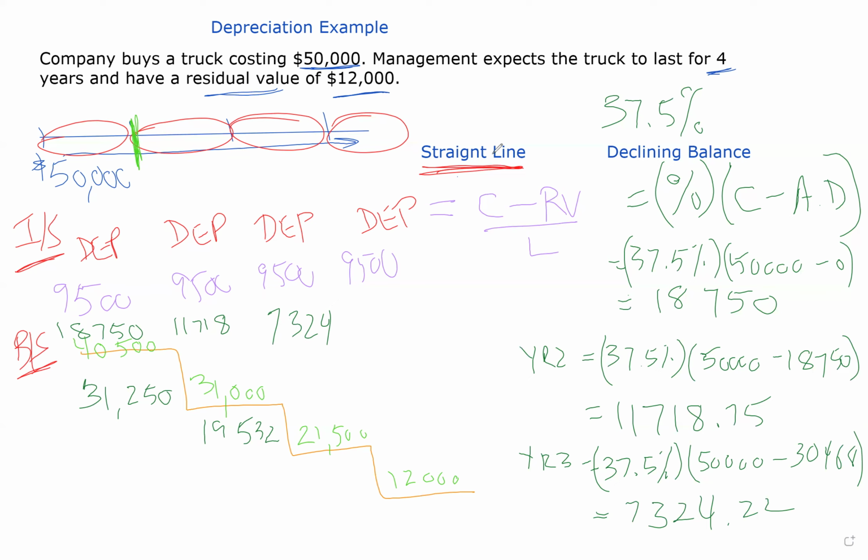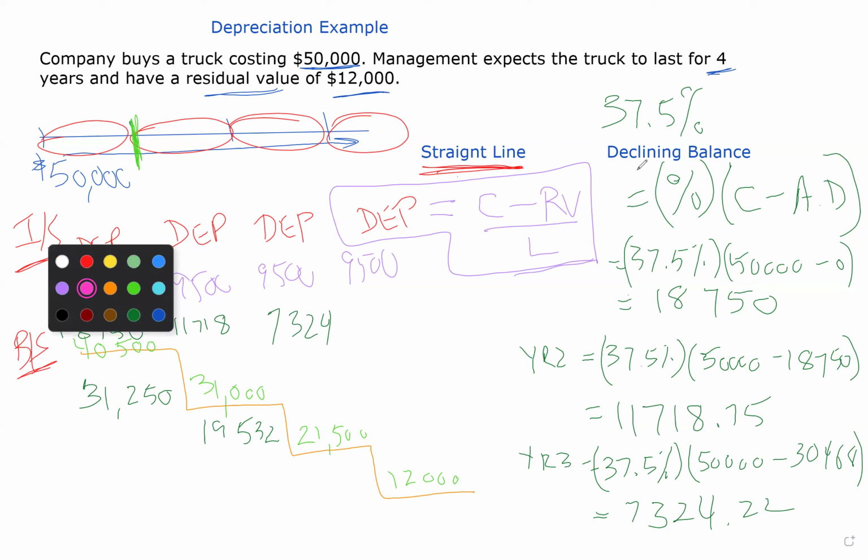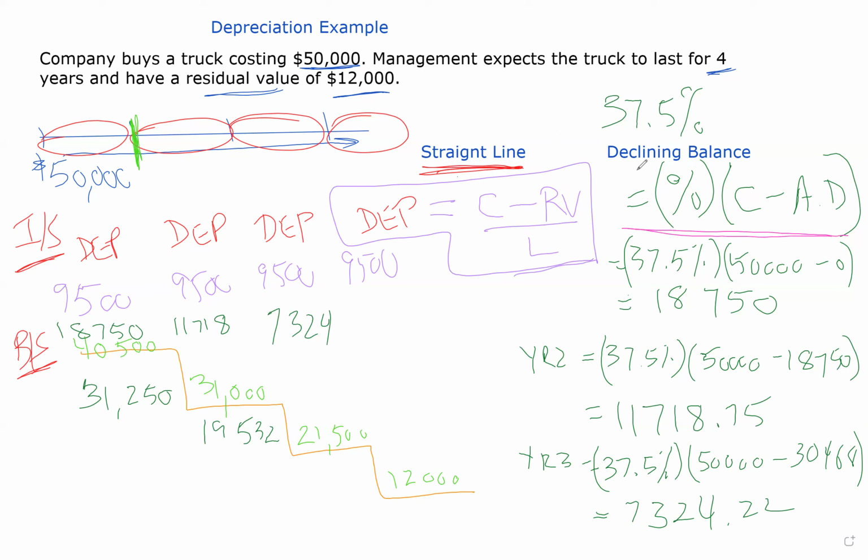We can calculate that straight line depreciation expense or depreciation charge, just the cost minus the residual value over the life, and it is the same for each year. The declining balance, to be able to calculate the depreciation expense or the depreciation charge, here it is. We need this formula.